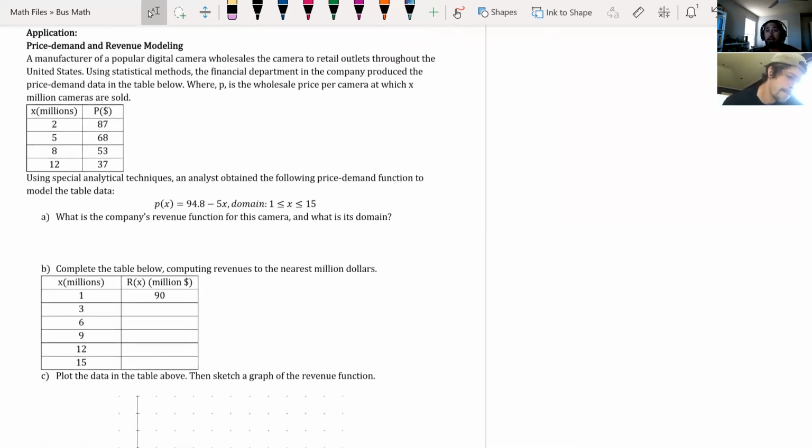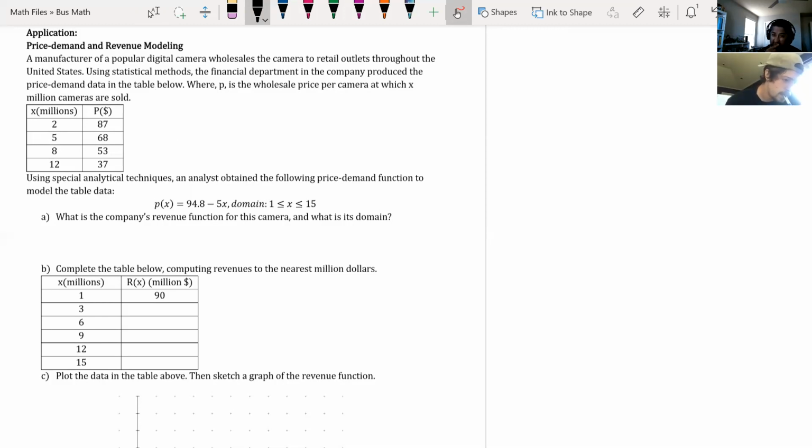A manufacturer of a popular digital camera wholesales the camera to retail outlets throughout the United States. Using statistical methods, the financial department in the company produced the price demand data in the table below, where P is the wholesale price per camera at which X millions of cameras are sold. So here's this lovely XY chart where X is the number of cameras in the millions and P is the price that these cameras are sold at.